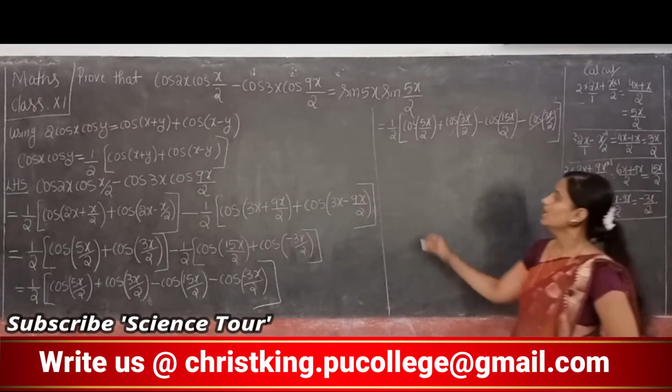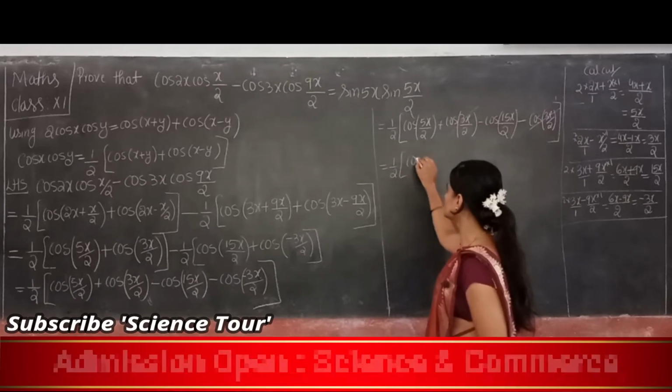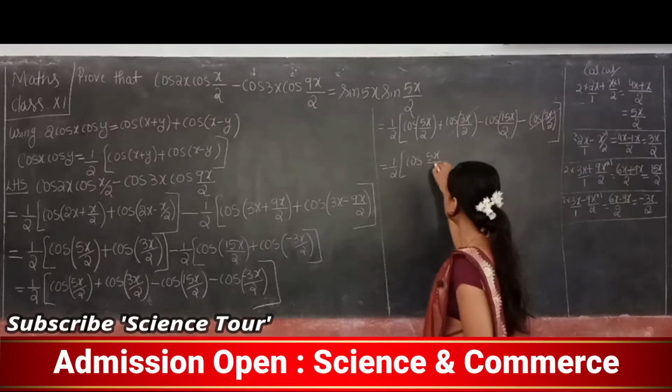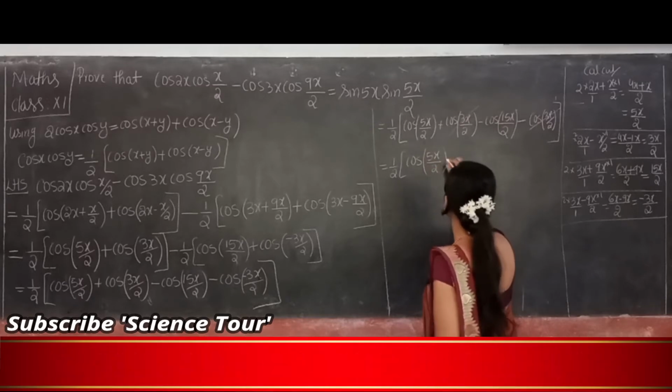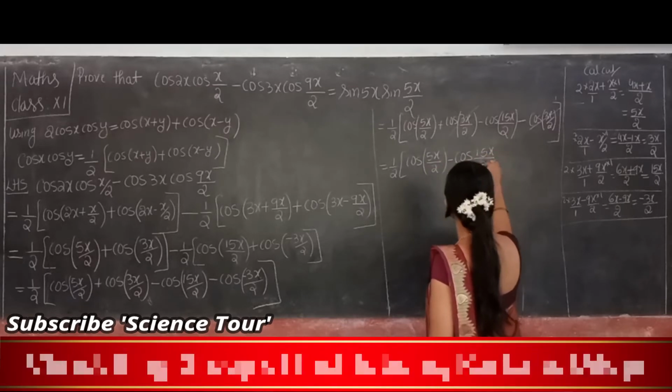Clear? Yes. Now next is half, cos, what is left here? Cos 5x divided by 2 minus cos 15x divided by 2.